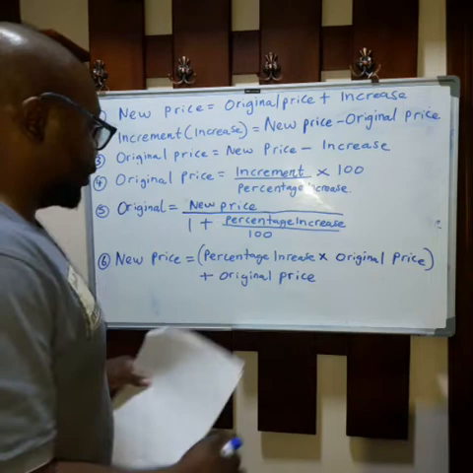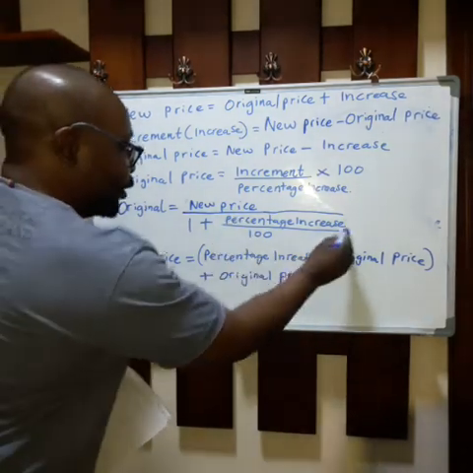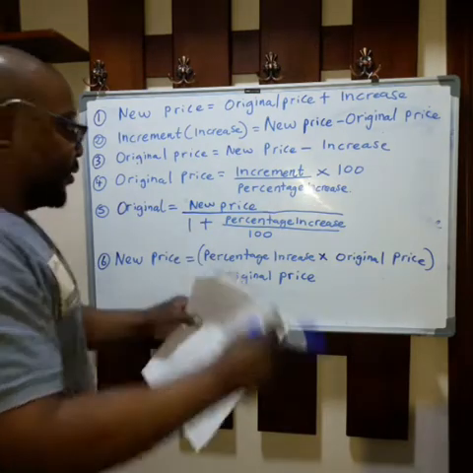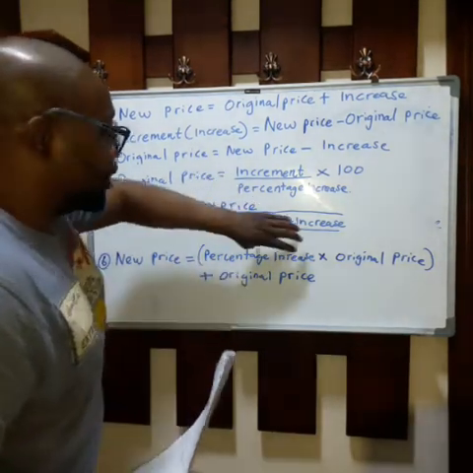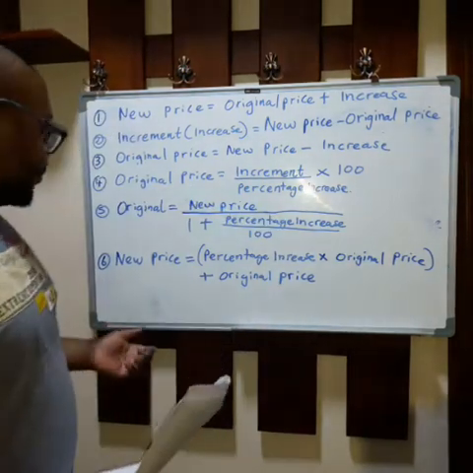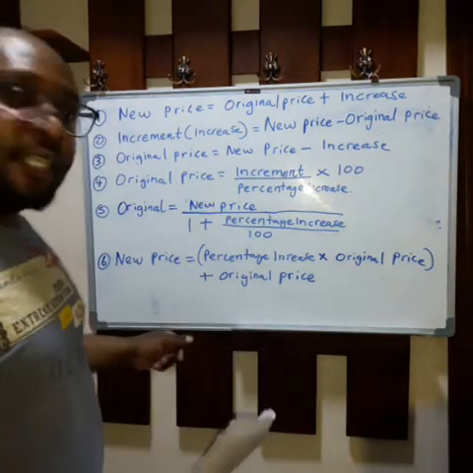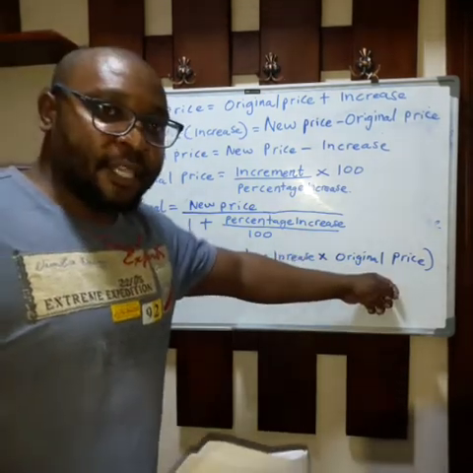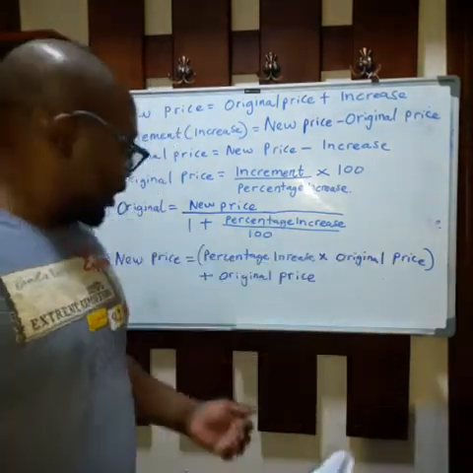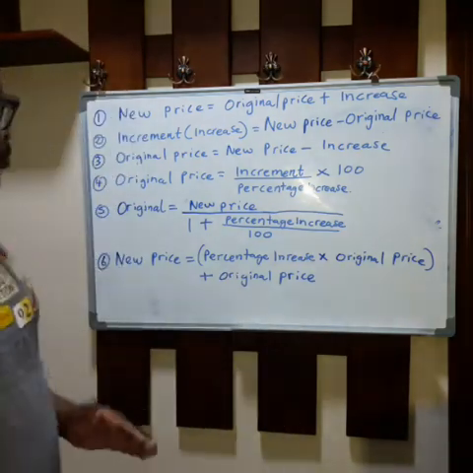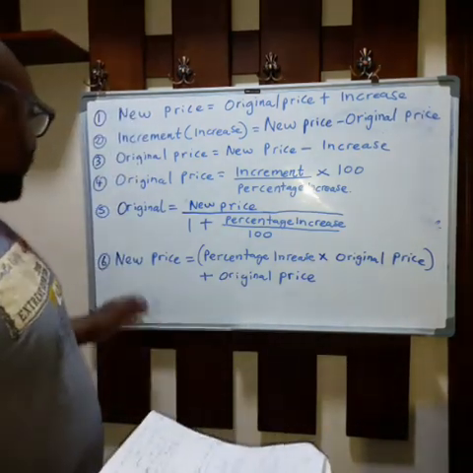So what you need to do is first make this one into a fraction, then add it to this number 1, then you divide this number by the one you get below. Okay, then another one, new price is equal to percentage increase times original price, then the answer you get, you add it to original price. So that is the formula for new price.